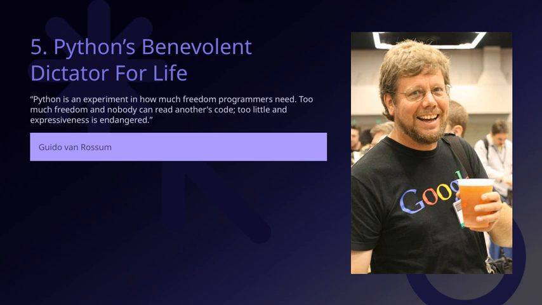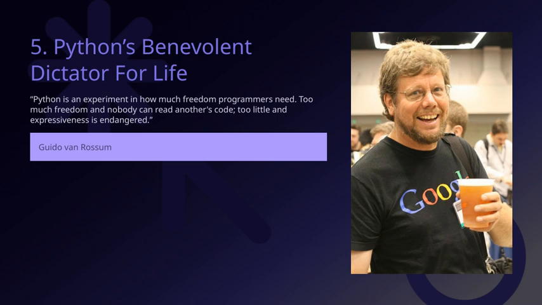Let's talk about Python's benevolent dictator for life, or BDFL. Guido van Rossum, the creator of Python, described it as an experiment in balancing the amount of freedom programmers need. Now, what does that mean? Well, if you give programmers too much freedom, the code can become a tangled mess, hard to read and understand by others. On the other hand, if you limit too much, you risk stifling creativity and the expressiveness that makes Python so popular. The key here is finding that sweet spot, allowing enough flexibility for developers to be creative and efficient, but also maintaining clarity and readability.